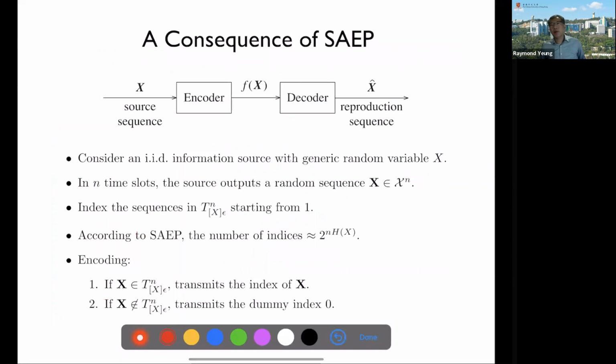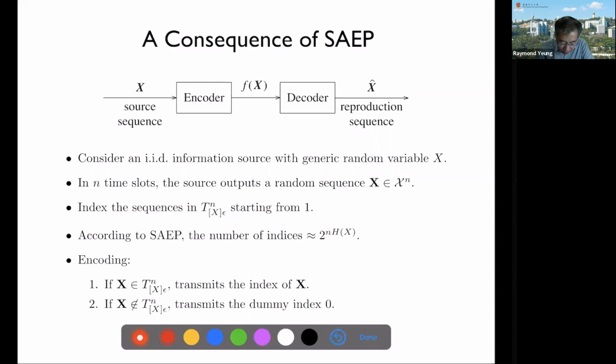All right. So here's a very important consequence of the strong AEP. It actually renders a very simple proof of Shannon's first theorem, namely the source coding theorem. The setup is like this. We have a source sequence X, which is an IID source with length n. We feed it to an encoder, and it encodes into an index, which is a function of the sequence. Based on this index, the decoder would decode a reproduction sequence, which hopefully agrees with the source sequence with very high probability. Okay, let's see how we can do this.